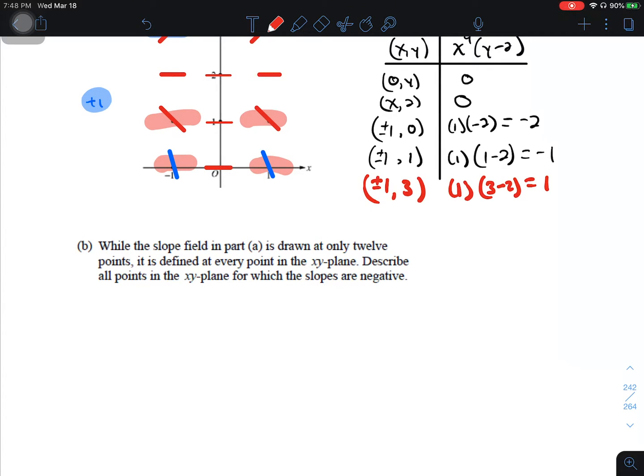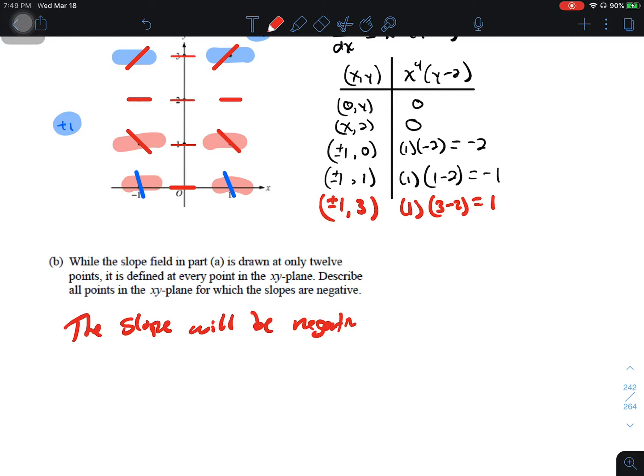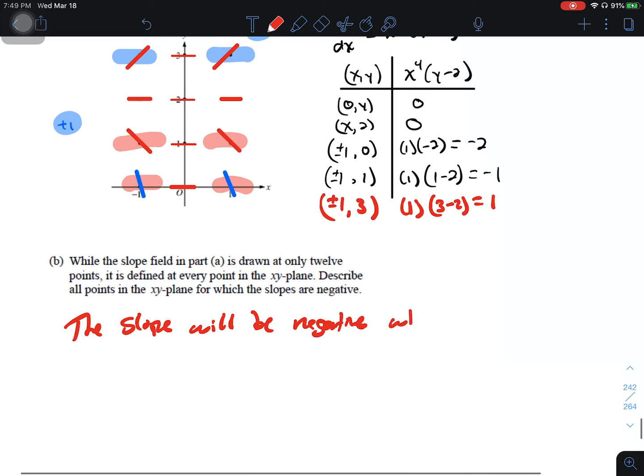Well, I hope you can agree, the x value isn't going to determine if something's positive or negative. It could determine if something's 0. So we don't want it to be 0. Let's get that out of the way. So the slope will be negative, first of all, as long as x isn't 0. If x is 0, then the slope can't be negative. It's going to be 0.